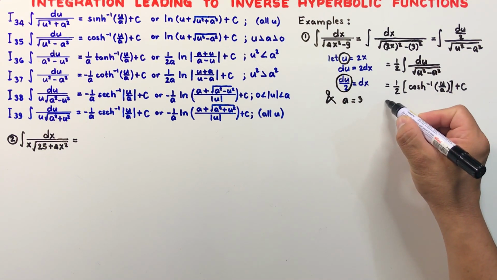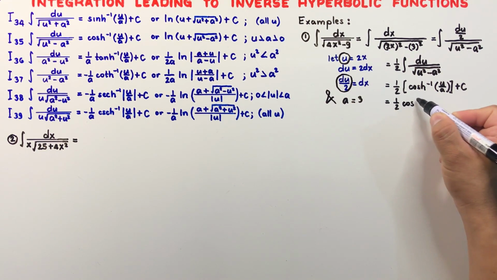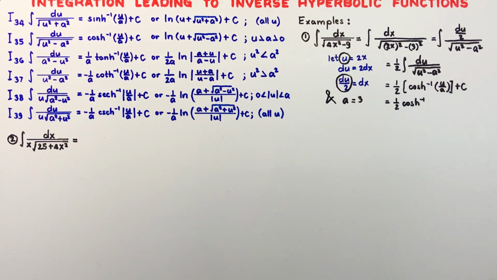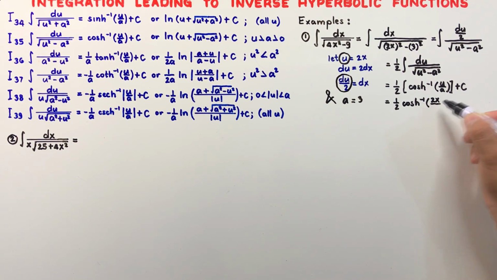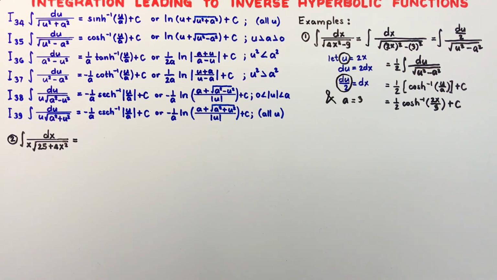So going back to our original variable, we have the inverse hyperbolic cosine of u over a, but our u is 2x and our a is 3 here. And this is added to the constant of integration c. So our answer is 1/2 times the inverse hyperbolic cosine of 2x over 3 plus the constant of integration c.